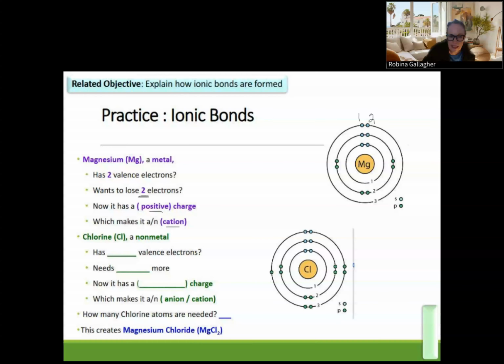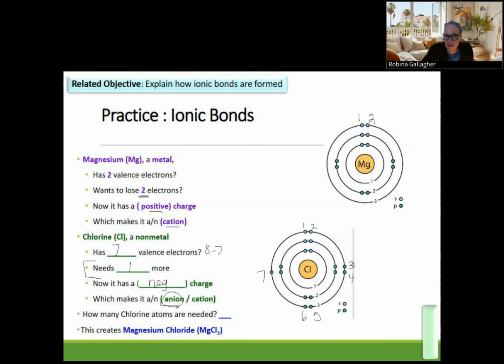Now, chlorine has 1, 2, 3, 4, 5, 6, 7. It has 7 valence electrons, right? How many more does it need to get to 8? Tell me in the chat box. What is 8 minus 7? Right? 1. Yeah, 1. Okay. So this is going to be a negative charge, and that makes it an anion.